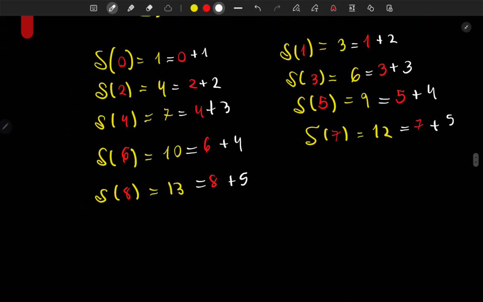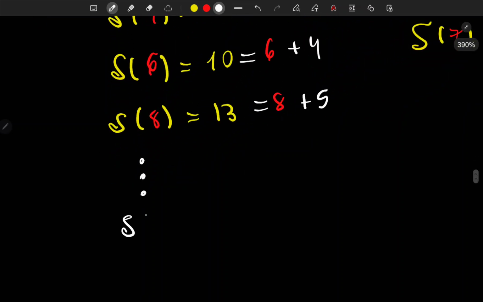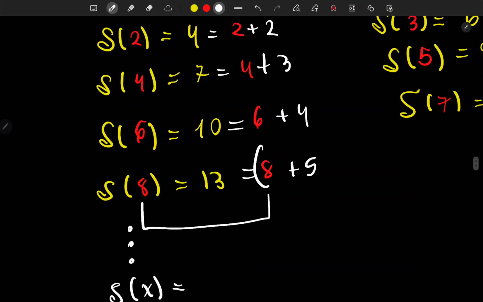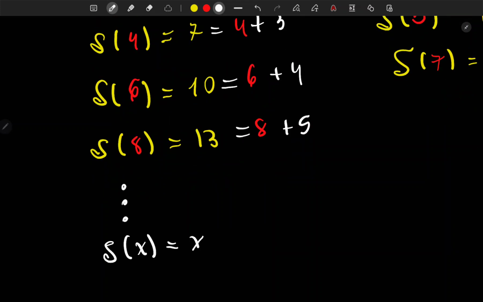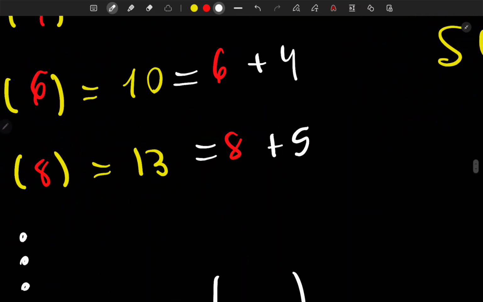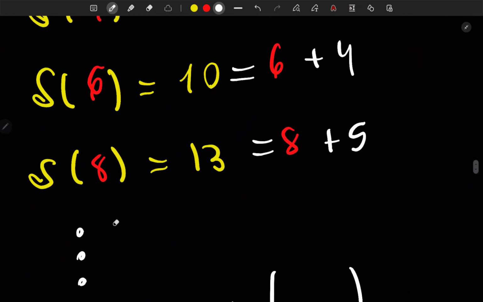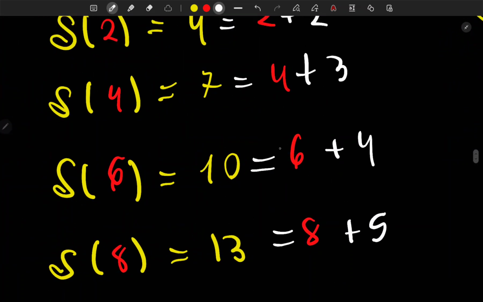And a pattern begins to emerge clearly. So we have s of x here. Notice that 8 equals 8, which is the first term for this number here. We can say that 6 equals 6, 4 equals 4, and so it goes. And we have, therefore, s of x equals x plus something. I don't know. But this something, like this 5, what is this? We have to take this 8, we divide by 2, which is 4, and we add 1, and we get to 5. We can do the same for every other one here.